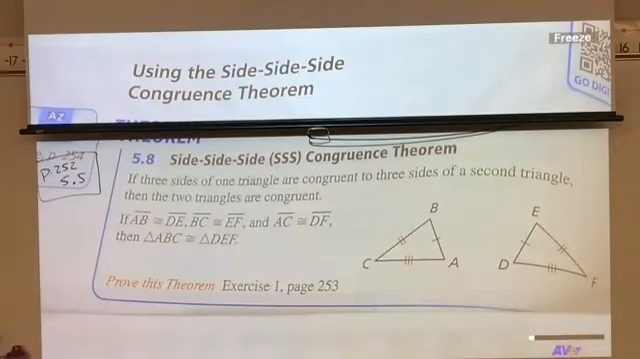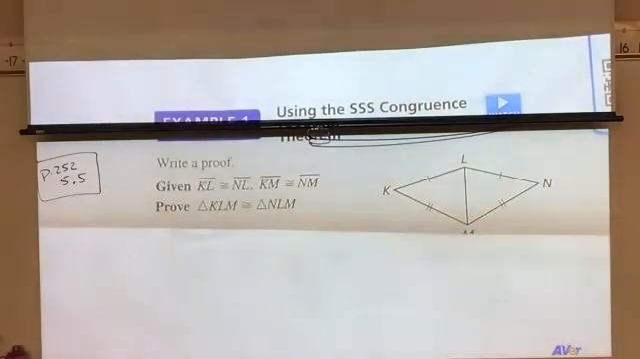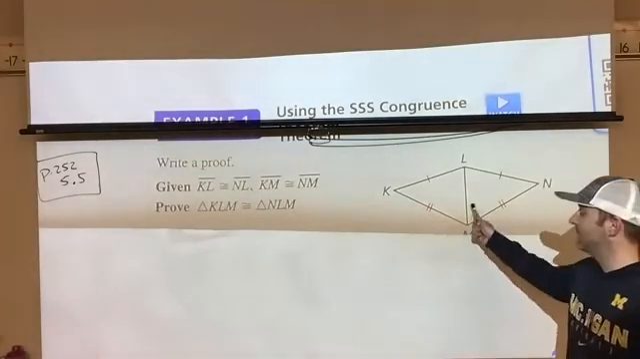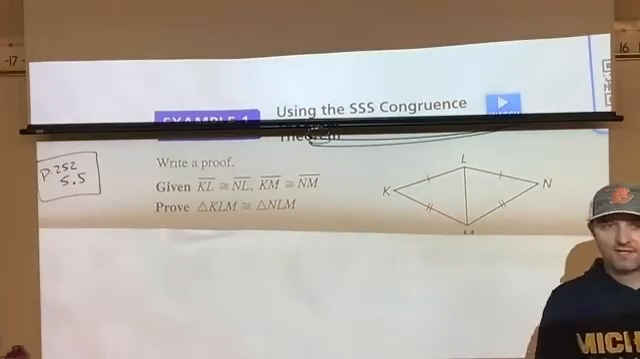We are going to see some proofs on that. Typically, our proofs with side, side, side are decently easy. Like this one we see. They gave us two pairs of sides in the given. All we would have to say is LM is congruent to LM because of reflexive, and that would be enough to say side, side, side.